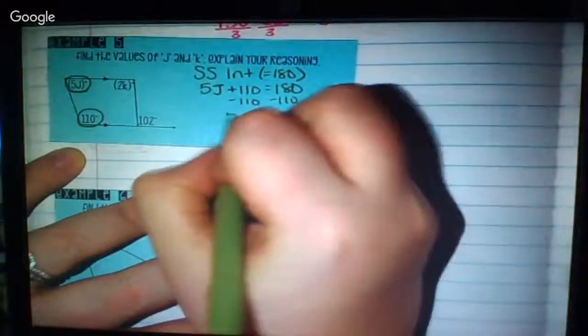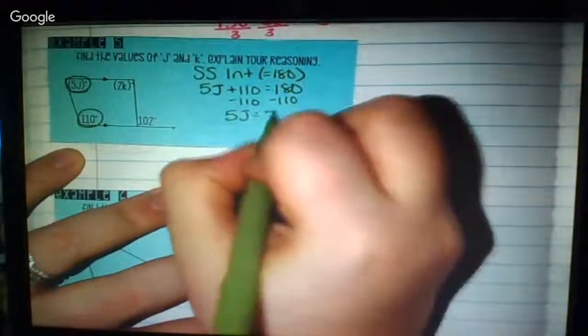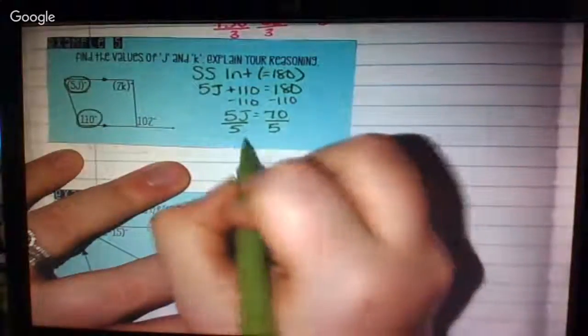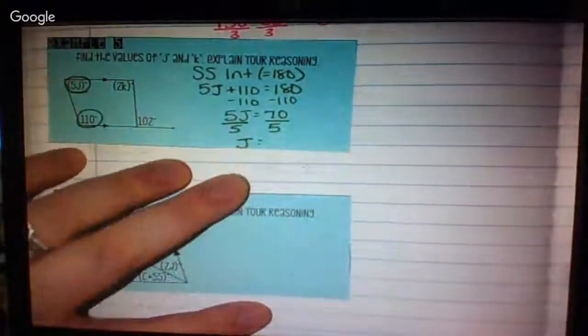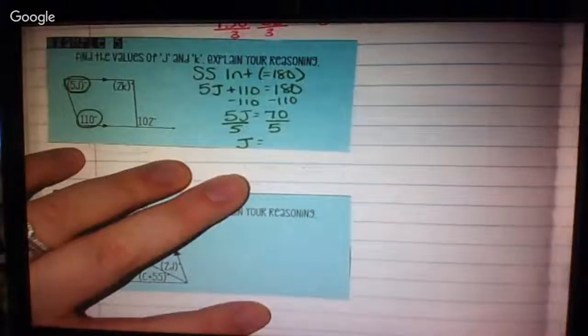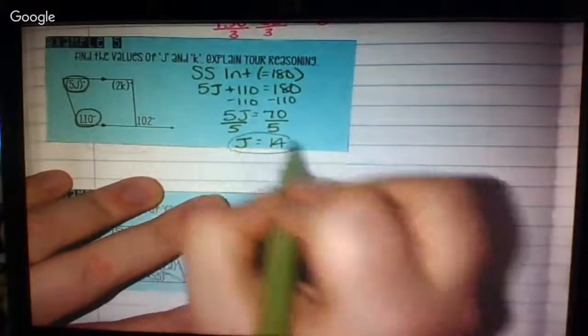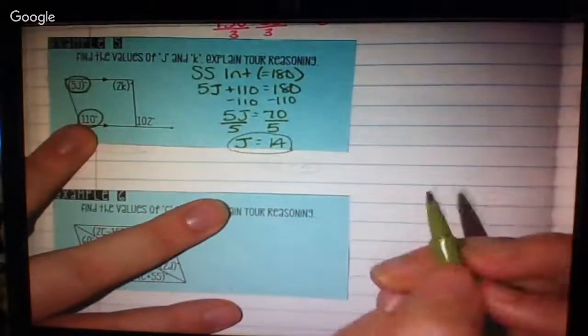Subtract your 110 from both sides. So 5J is equal to 70. Divide both sides by 5 then. And J equals 14. Good. J is 14.